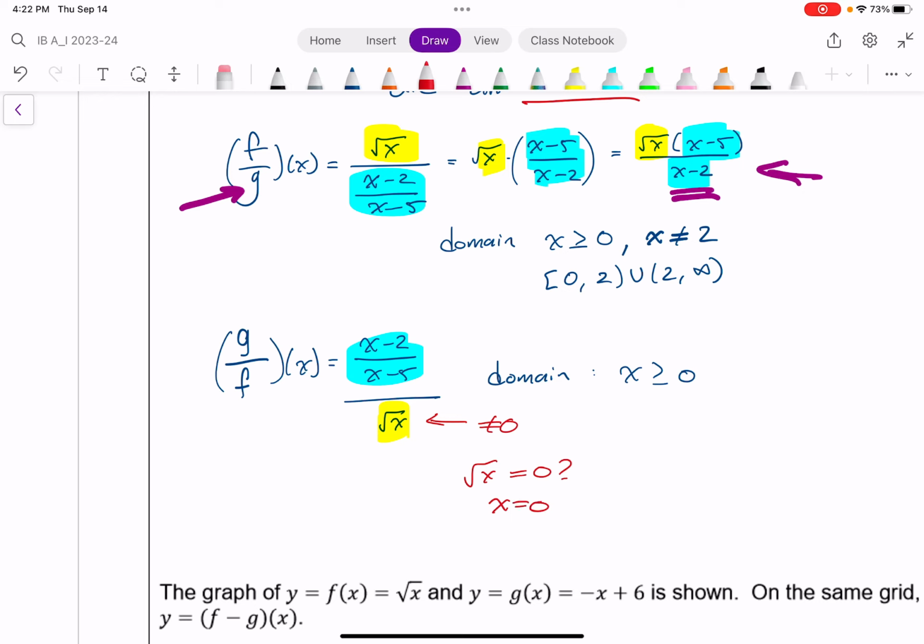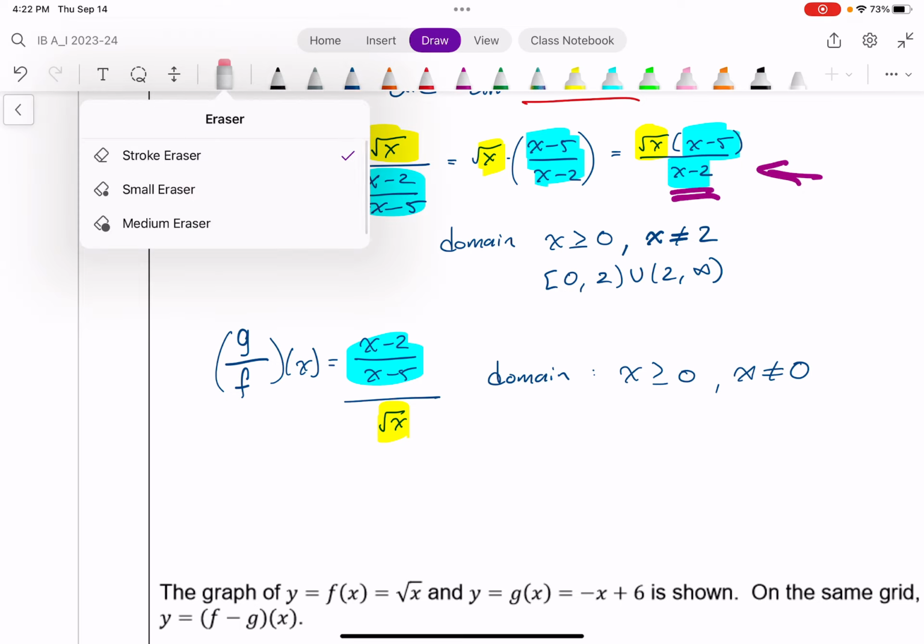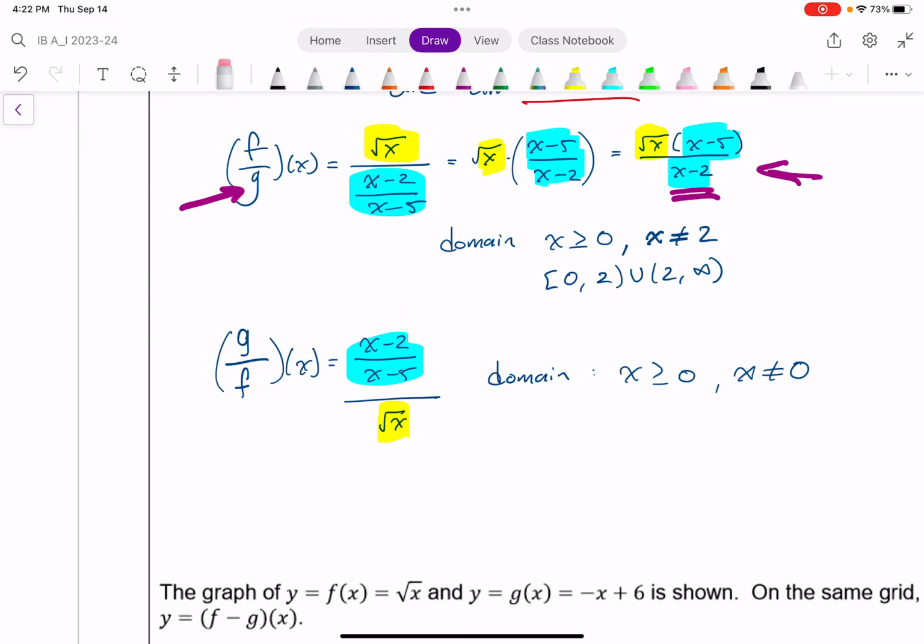x cannot equal 0. Now, if I leave it like this, that's a little bit silly, because I'm saying first that the domain is greater than or equal to 0, and then I say, oh, actually, no, it can't be 0. So a much more concise way of saying this is just to get rid of that little bar under the greater than symbol. x must be greater than 0, nothing else.